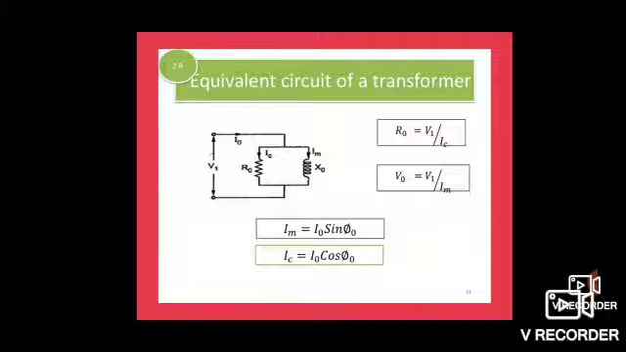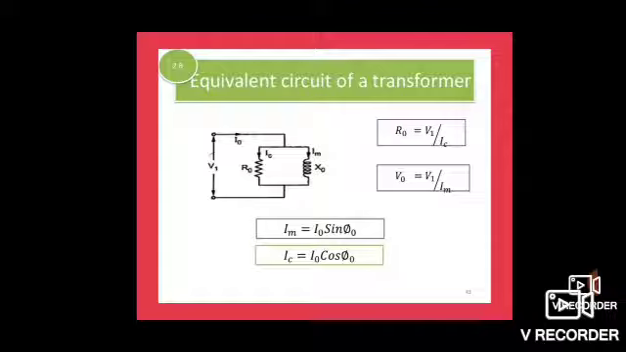The transformer has two components. One is the resistive component, and the other is the inductive reactance component. The resistive component is referred to as R0 and the inductive reactance component is referred to as X0. The current flowing through R0 is known as IC, the working component current, that is the active component current, and the current flowing through X0 is IM, the magnetizing component current, where R0 is equal to V1 divided by IC and X0 is equal to V1 divided by IM.